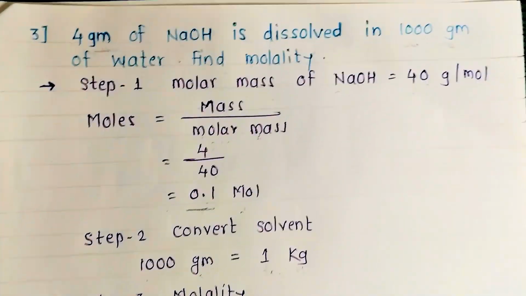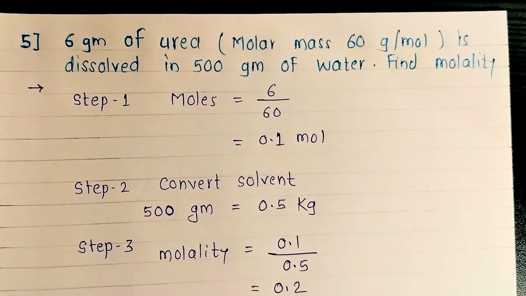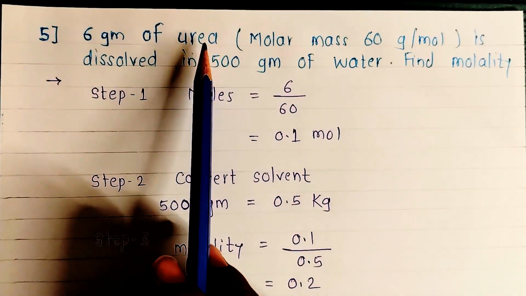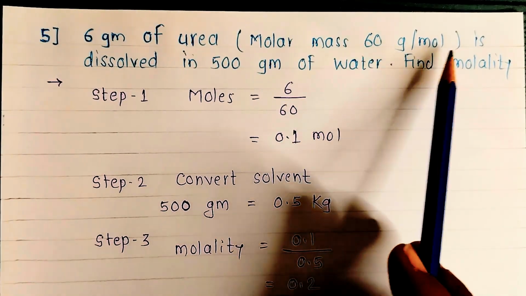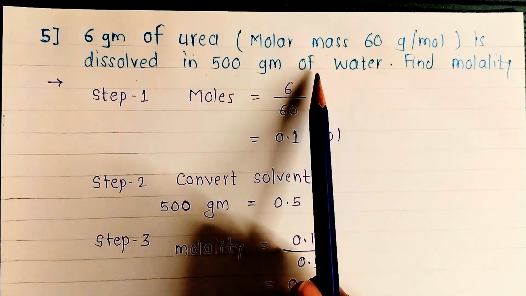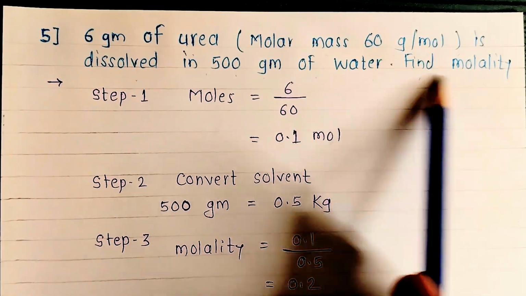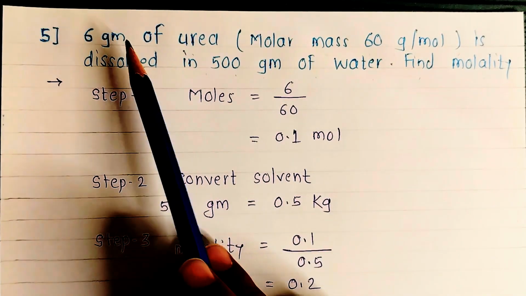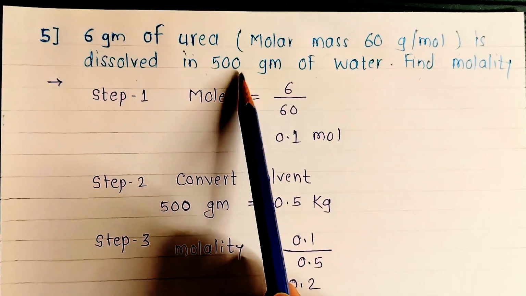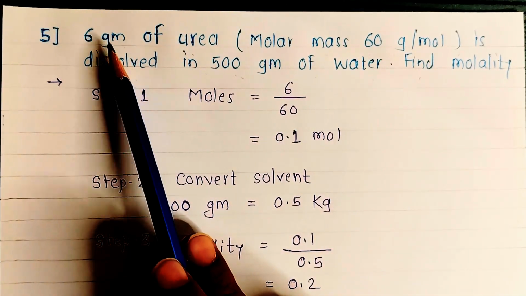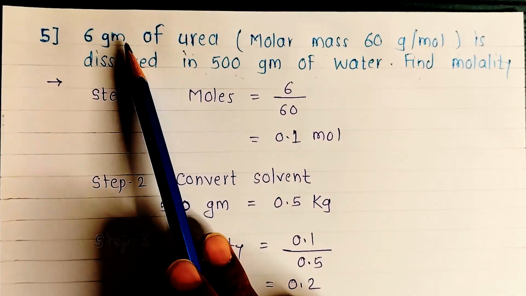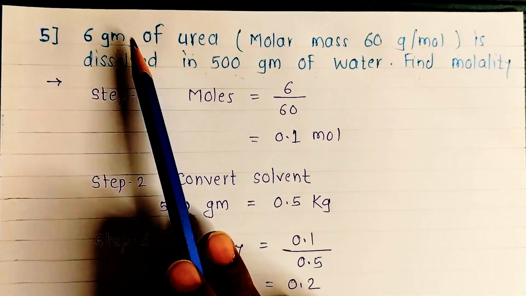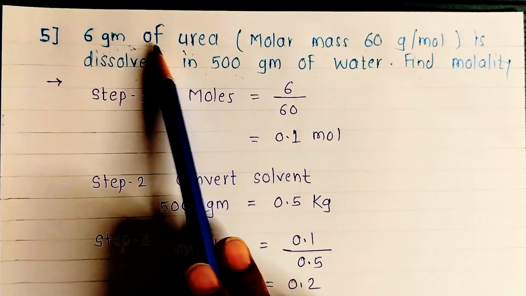Now we take another example. Example number 5. So what is the example? 6 gram of urea having molar mass 60 gram per mole is dissolved in 500 gram of water. Find molality. To calculate molality we require two things. One is the number of moles and another one is the mass of solvent in kilograms. Here moles is not given. Mass of solute is given.